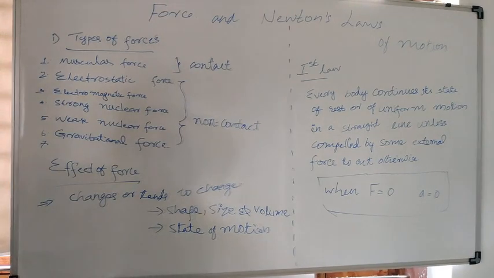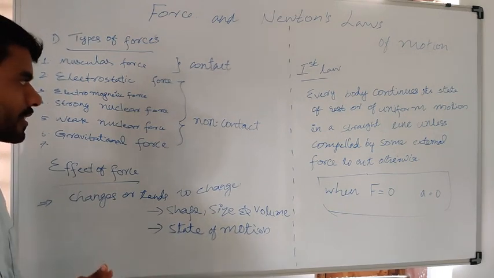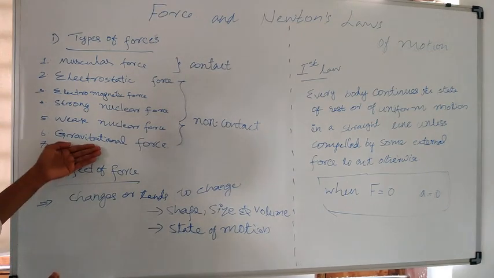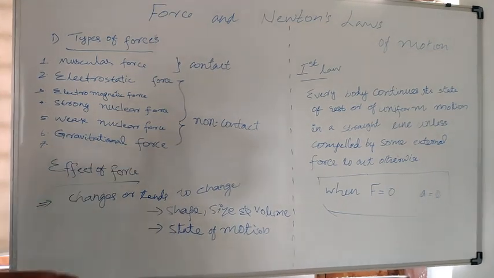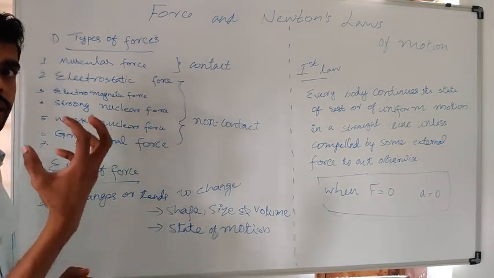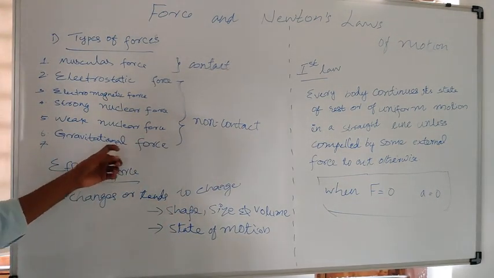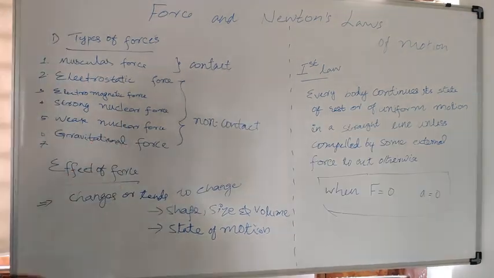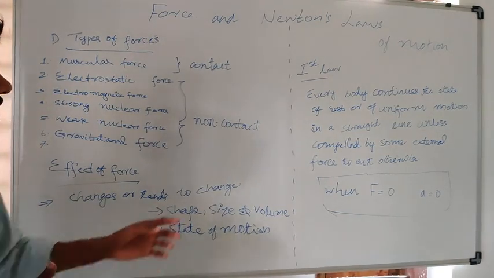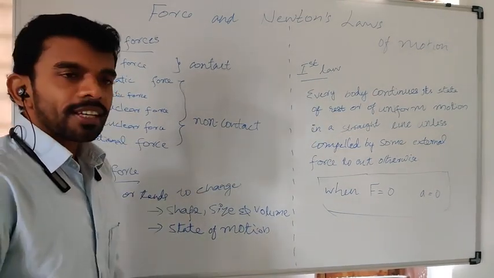If contact is not needed for applying the force or for experiencing the force, then such forces are known as non-contact forces. If you consider the gravitational force, the apple falls towards the earth not because the earth has touched the apple, but because the earth pulls the apple without touching it. So that is a non-contact force. Nuclear force, gravitational force, electrostatic force, and electromagnetic force are all examples of non-contact force. Now we can discuss the first law.